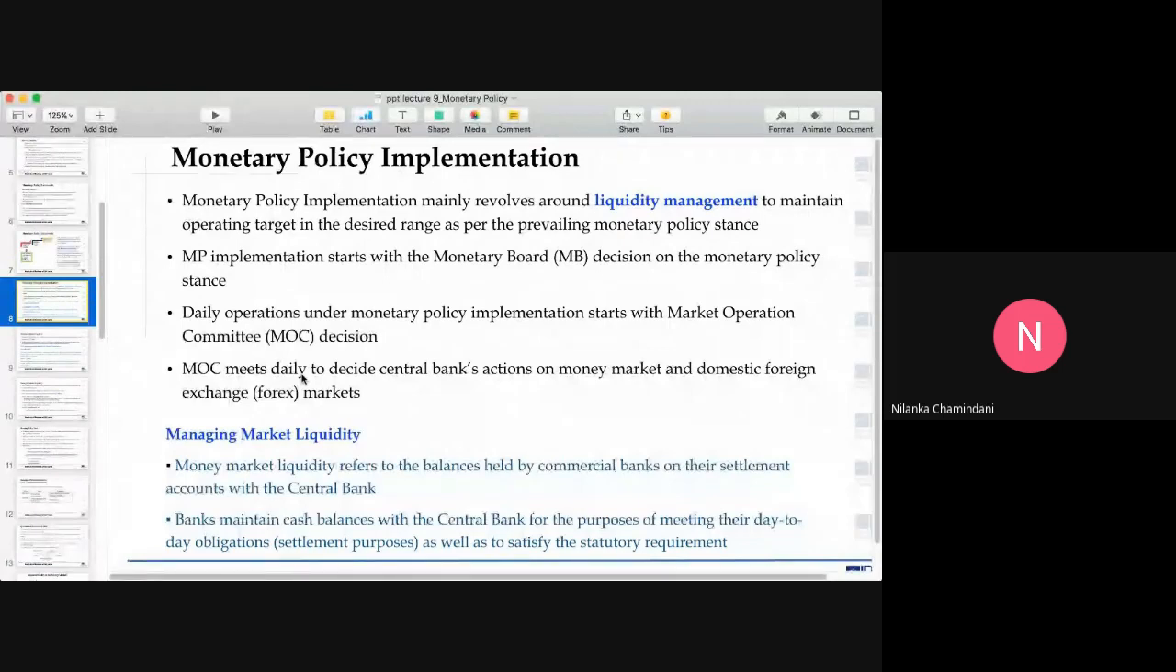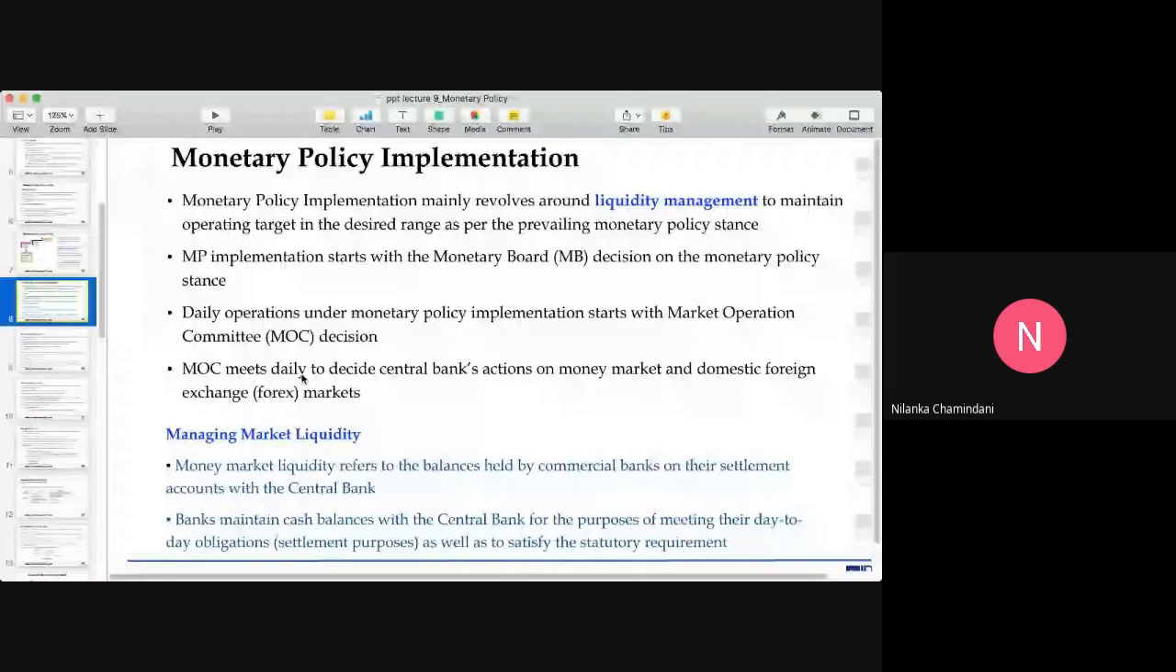There is a set of departments, especially the economic research department, working on this subject. But there is always a committee to analyze all the inputs given by these departments, and then they make recommendations to the monetary board, and the monetary board decides what the monetary policy stance should be. And then after the monetary policy decision, the monetary board has to approve what the monetary policy measures should be.